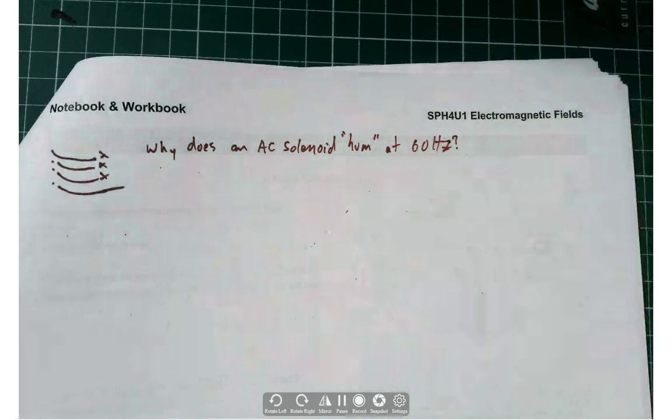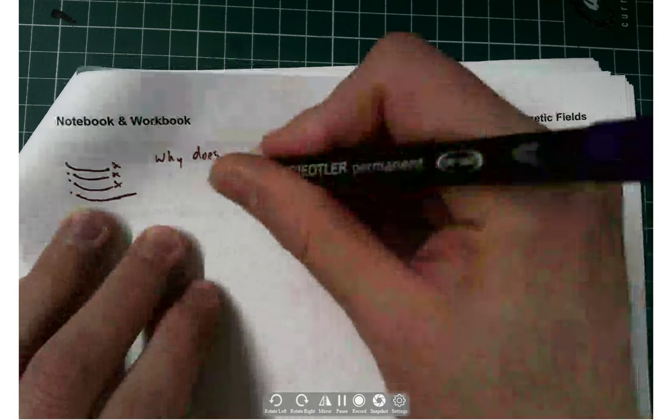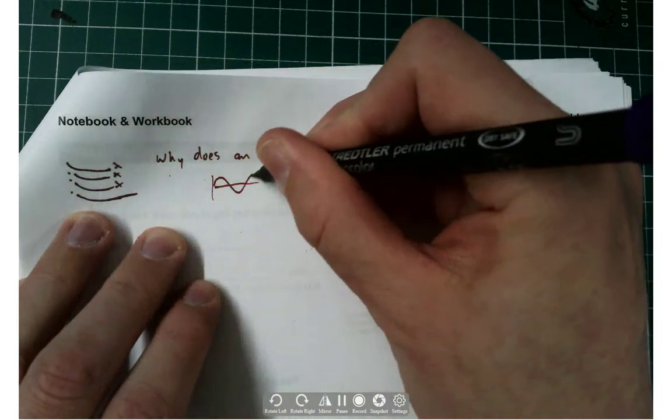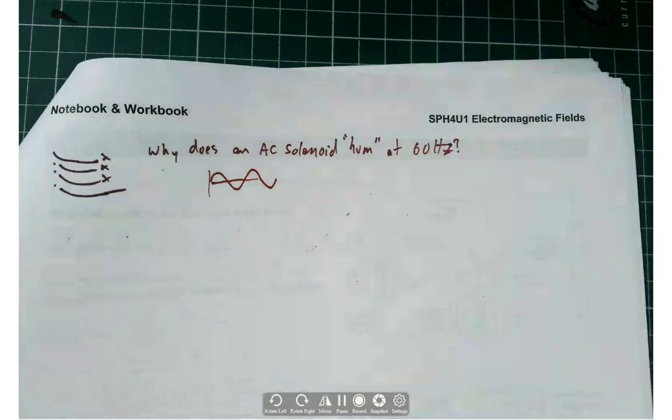Yes. Yeah, this current is switching back and forth at 60 hertz, 60 times per second. But what's happening when the current's flowing?